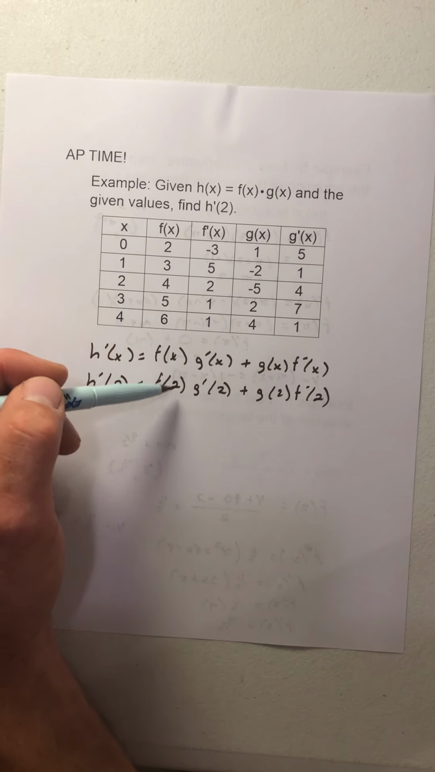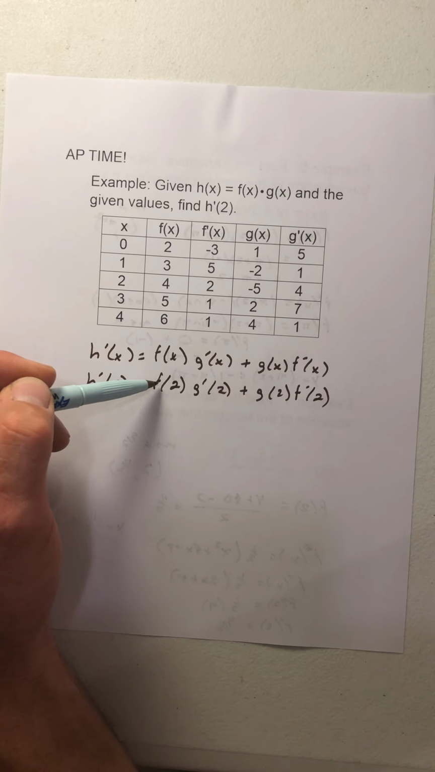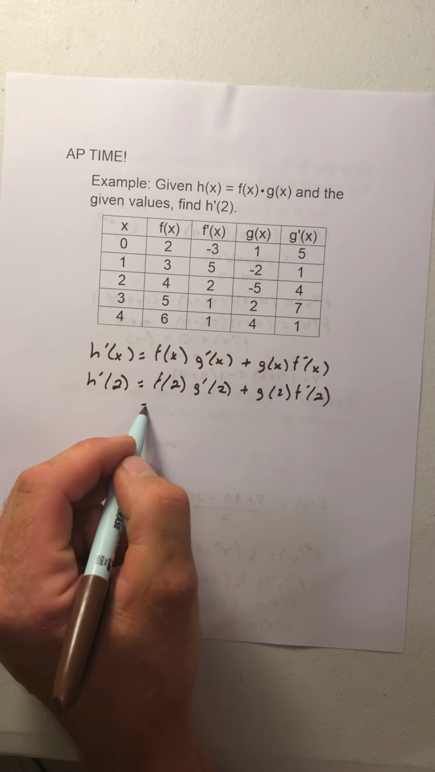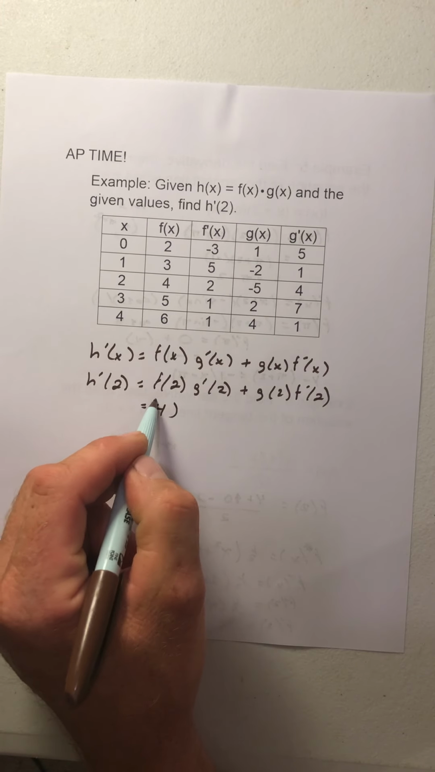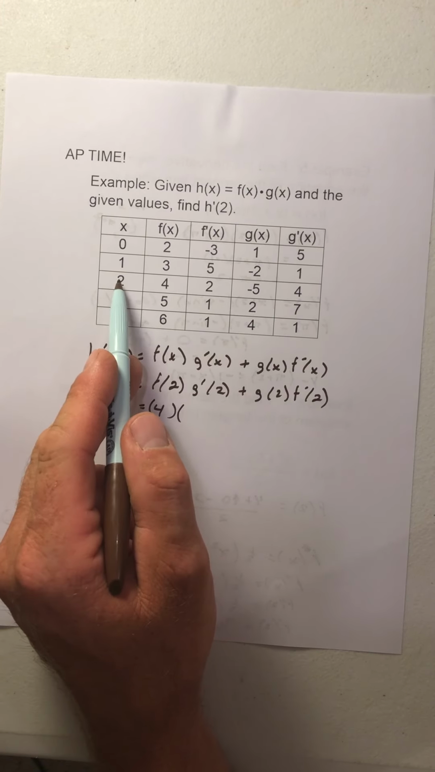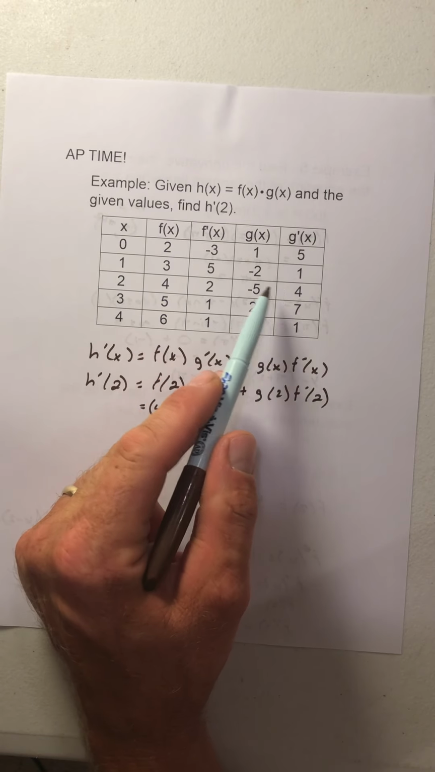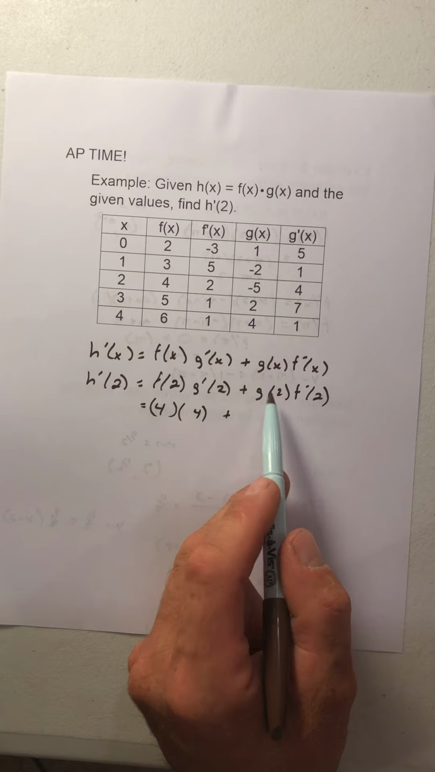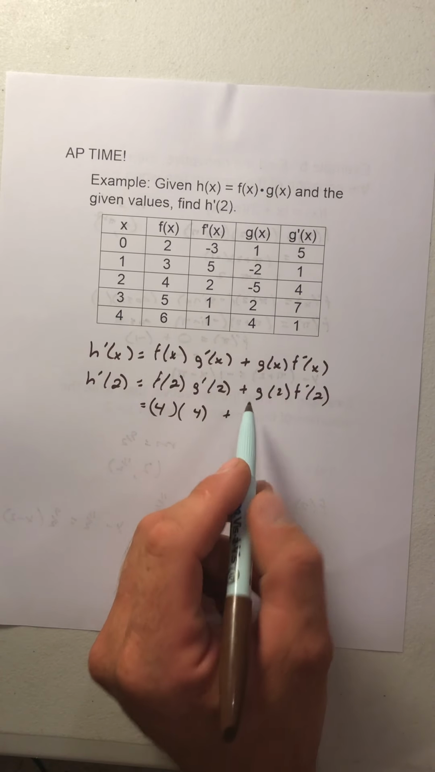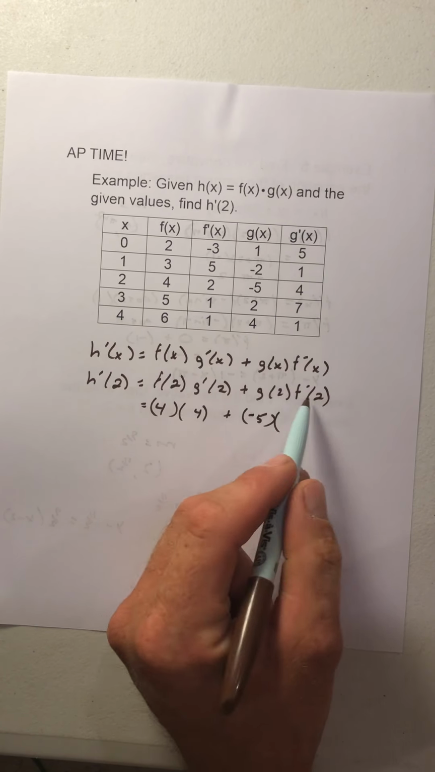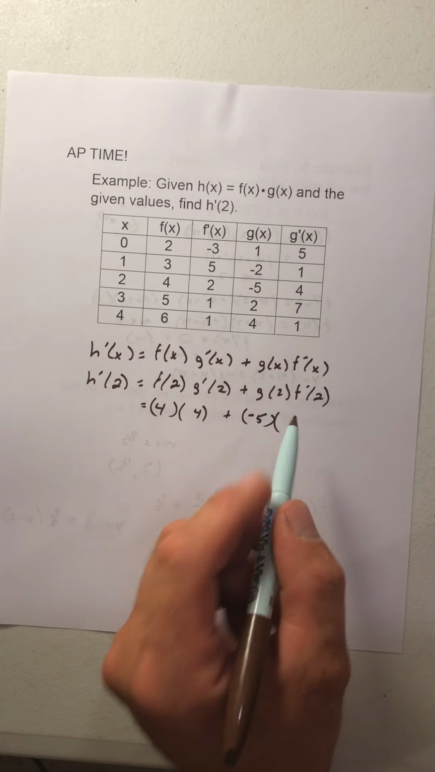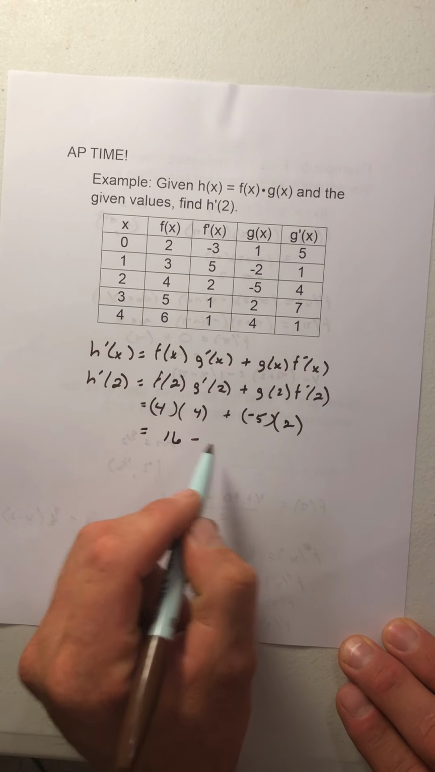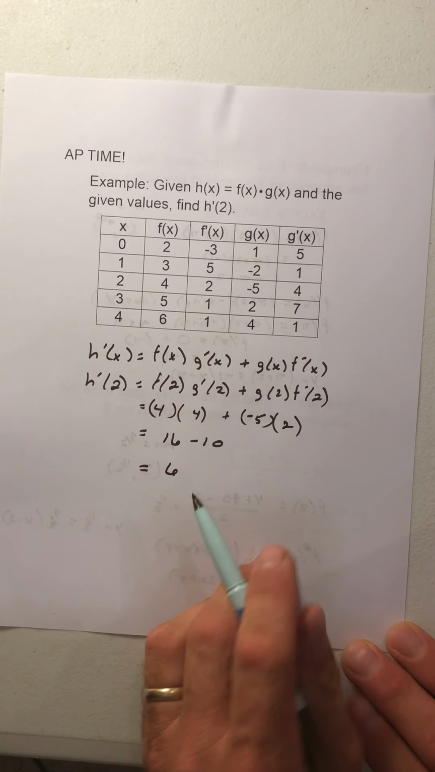f of 2. Well, this is telling us x equals 2, and we're looking at the f function. So when x equals 2, the f function is 4. So we get 4. g prime of 2, again, we're going to 2. g prime is going to be 4. So then we're going to add g of 2. g of 2 is negative 5. And we're going to multiply that by f prime of 2, which is 2. So that gives us 16 minus 10, or 6.